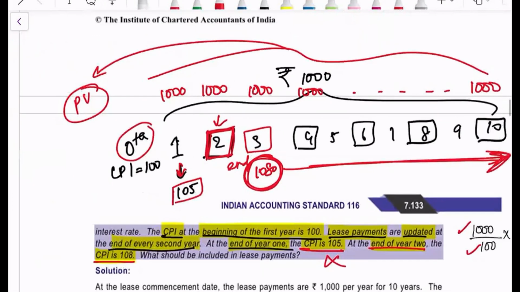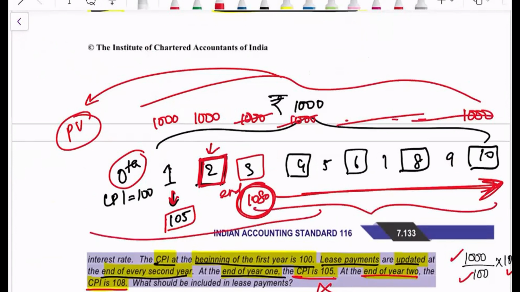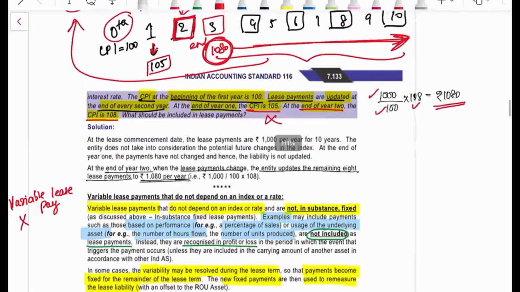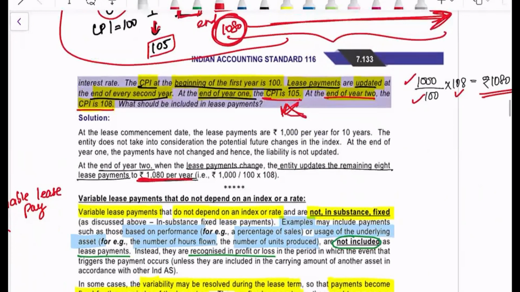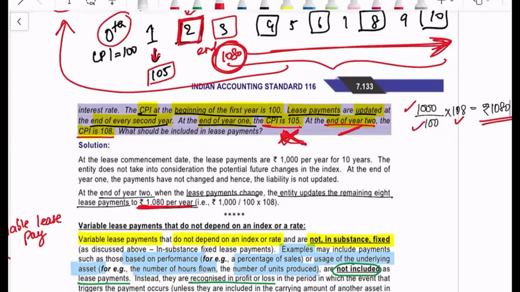So now what you have to do? You have to cancel all of this, and bring this 1080 from year 3 to year 10 to present value, and you have to change your present value in your books also. I hope you understood this. So here the answer is nothing but 1080 per year. The 105 will not be taken into consideration, since you are remeasuring at every second year end, you have to take that value only.